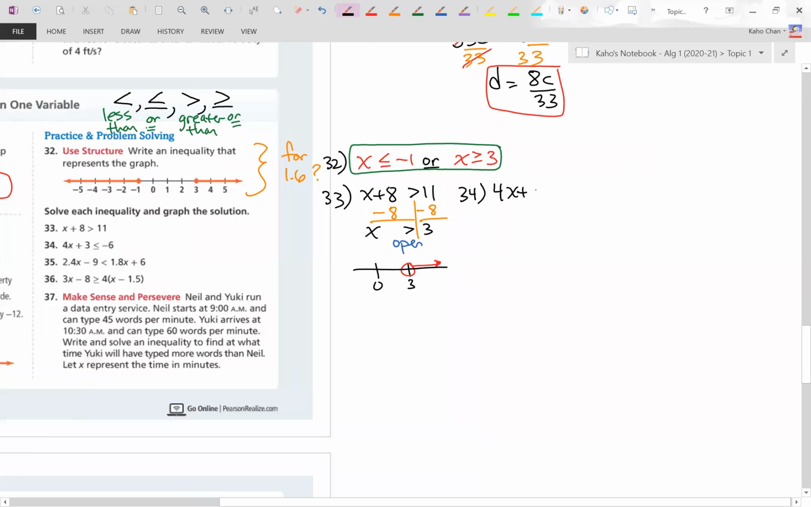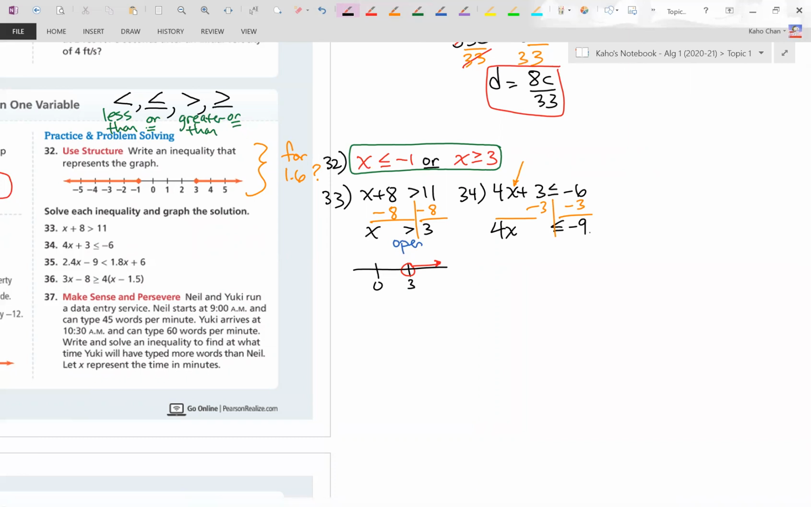34. All right, let's deal with this one. Solve for x. Subtract 3 from both sides. 4x is less than or equal to, watch out for your negatives, -6 and add it to -3 is -9. Oh, we're going to get a fraction. Ouch. Let's graph that. Divide by 4. This will give us x is less than or equal to -9/4.